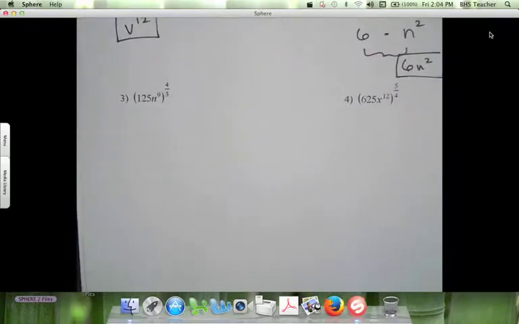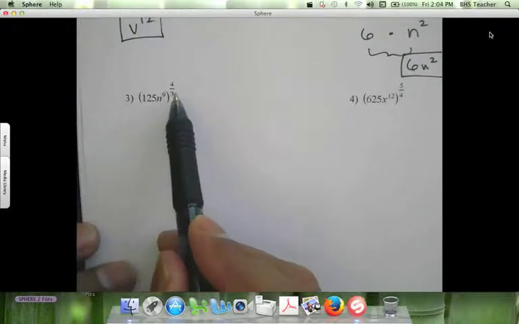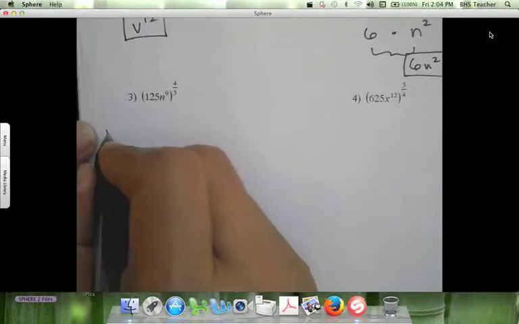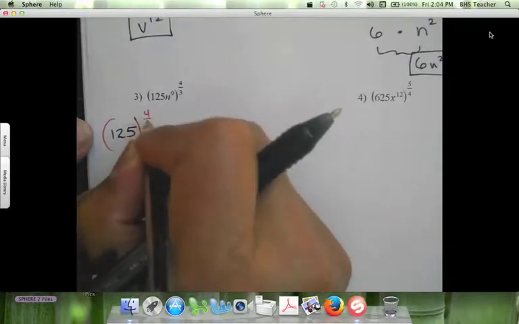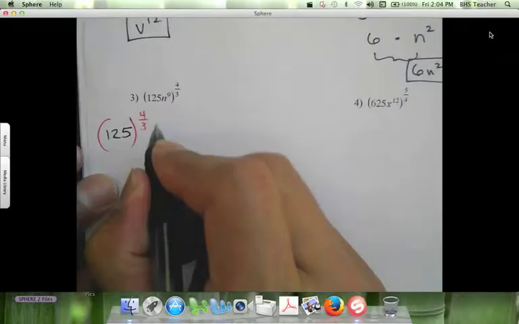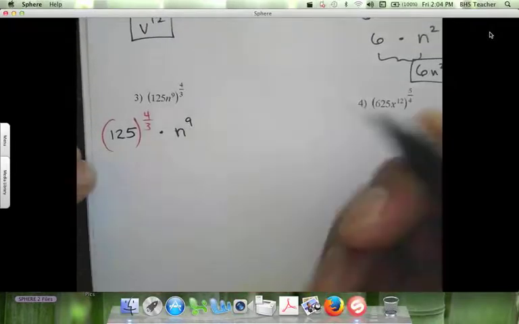Okay, so everything in here gets this power of 4/3, but I'm going to split this up. 125 gets the 4/3, and I'm separating them. I'm going to write them separately, and n to the power 9 also gets the 4/3.